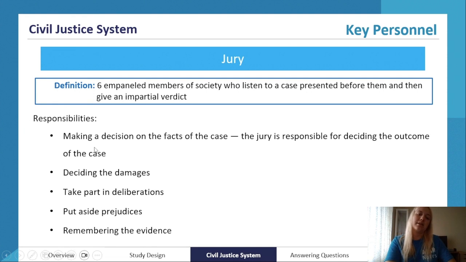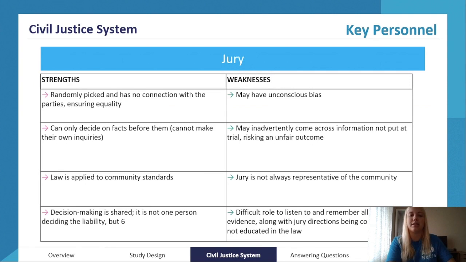Their responsibilities: they make a decision on the facts of the case. If appointed, we talked about this, they decide liability, decide the damages or remedy, only for some civil claims, not for all. They take part in deliberation, they have to put aside their prejudices, they have to remember the evidence and take notes, choose a foreperson to represent the jury, listen to the judge's instructions, all the same kind of roles you learned in the criminal justice system.